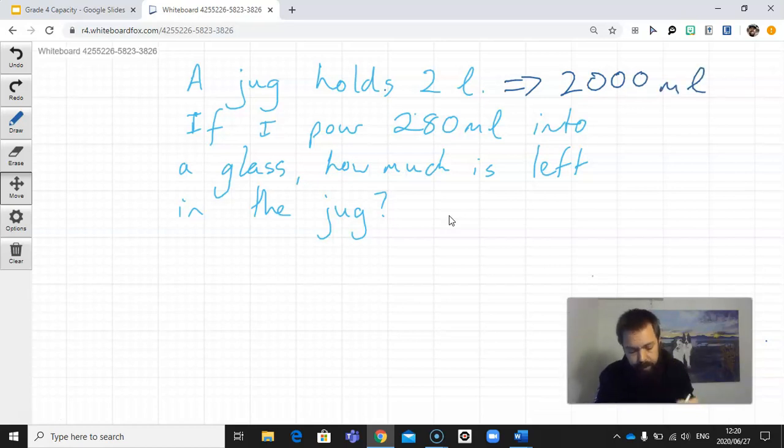All right, so if I imagine I've got a jug, I'm going to draw it over here. No, actually, I'm going to draw it underneath. I have a beautiful jug with a spout.